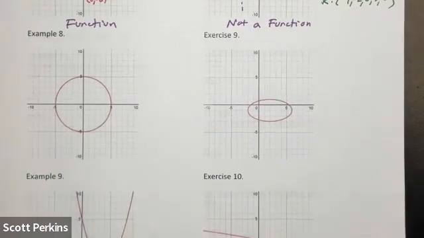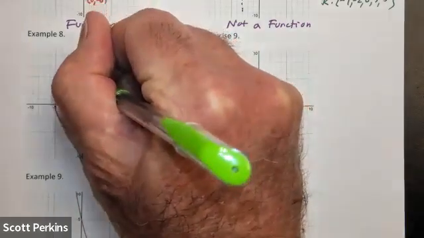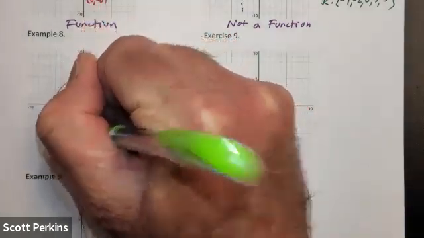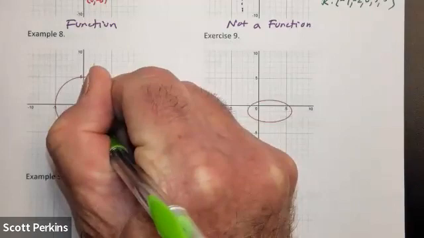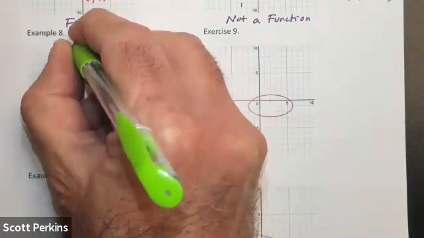So example 8, when I perform the vertical line test, do I have a function or not a function right here? Not a function. It fails it. I'm just going to draw one particular vertical line just to illustrate. Notice this vertical line hits the graph in 2 places. So that means that there is at least one x that has 2 y values associated with it. So this is not a function.